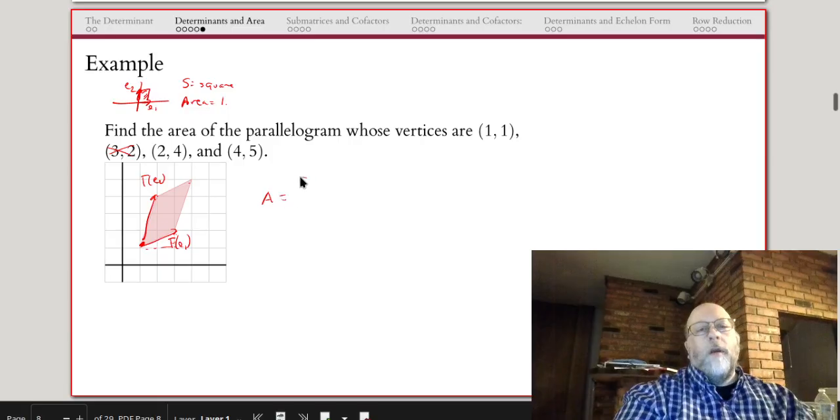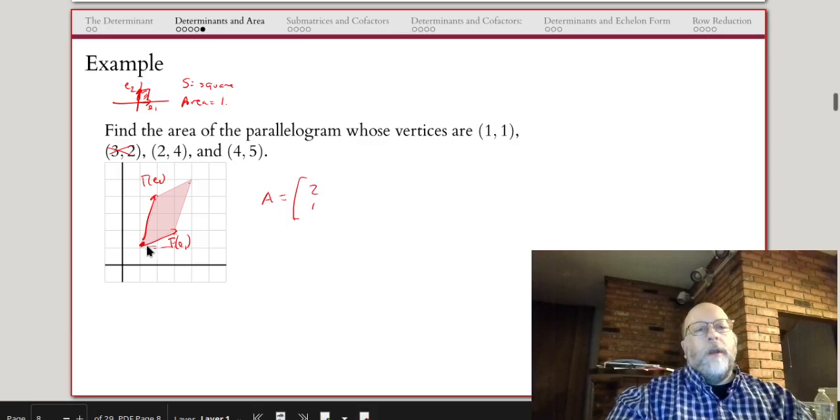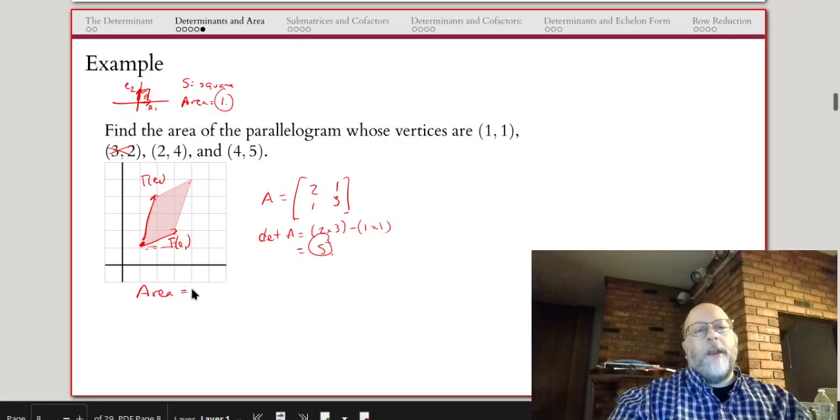And so those are the coordinates of the first column of A. E2 is 1 unit to the right, 3 units up, and the determinant of this matrix is 2 times 3 minus 1 times 1. That's equal to 5. And so the area is 5 times bigger than we started with. Well, we started with an area of 1, and so this parallelogram has an area of 5.